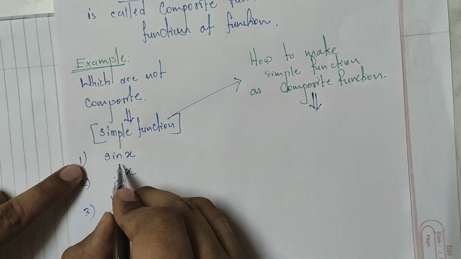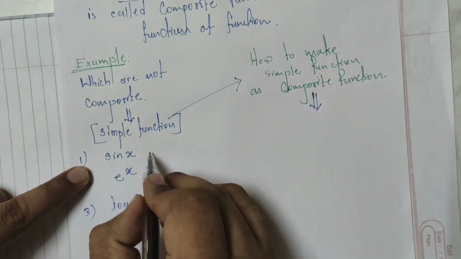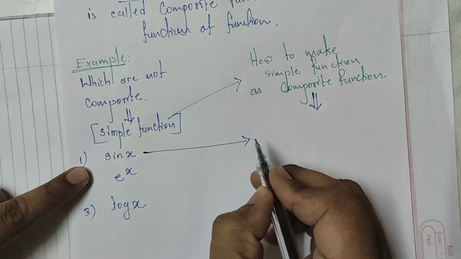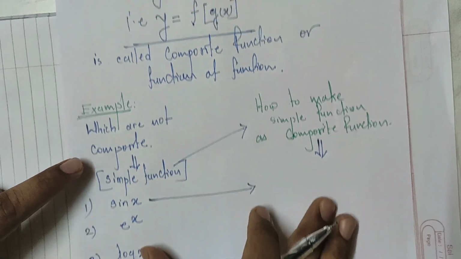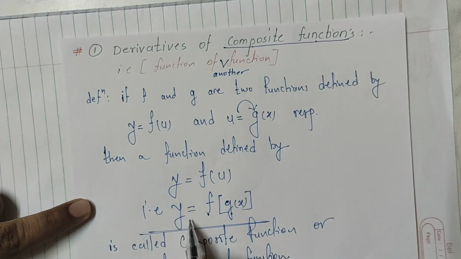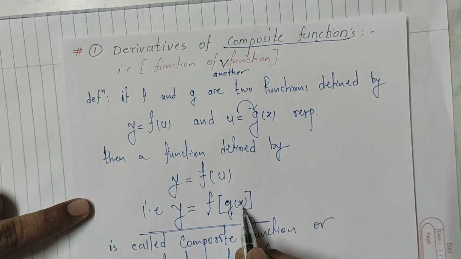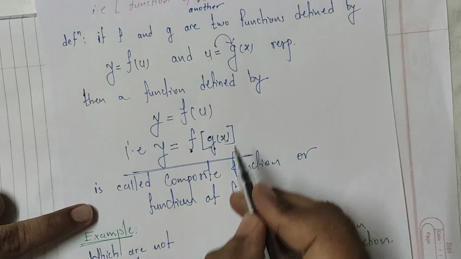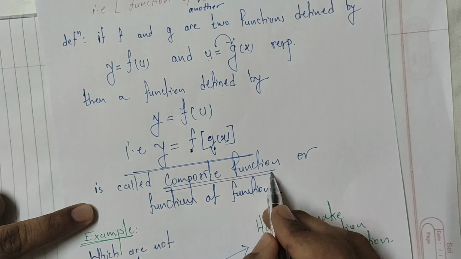The first example is the simple function sin x. Then how do we make its composite function? We already learned what is meant by a composite function. A composite function means y is equal to f of g of x. The first function is f, and inside the f function, the second function is g. Therefore f of g of x, and that's why we call it a composite function.